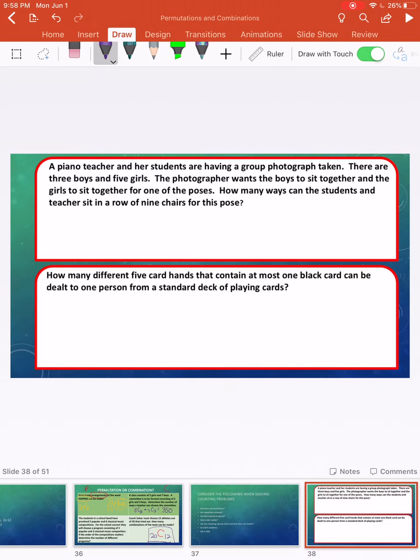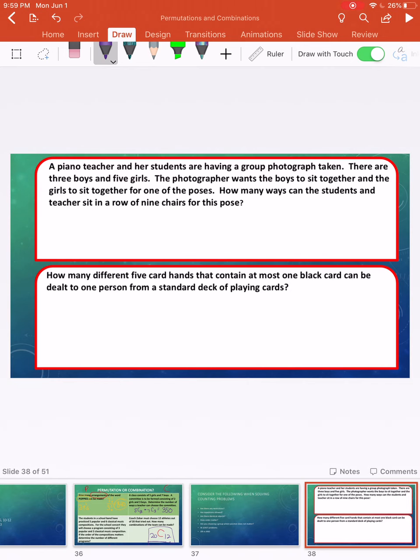All right, so we're going to look at a few more examples here. A piano teacher and her students are having a group photo taken. There are 3 boys and 5 girls. The photographer wants the boys to sit together and the girls to sit together for one of the poses. How many ways can the students and teachers sit in a row of 9 chairs for this pose?